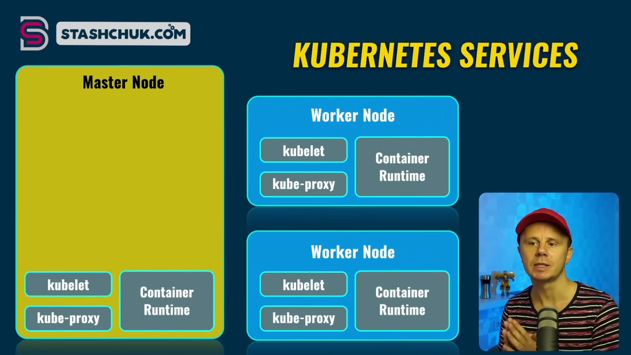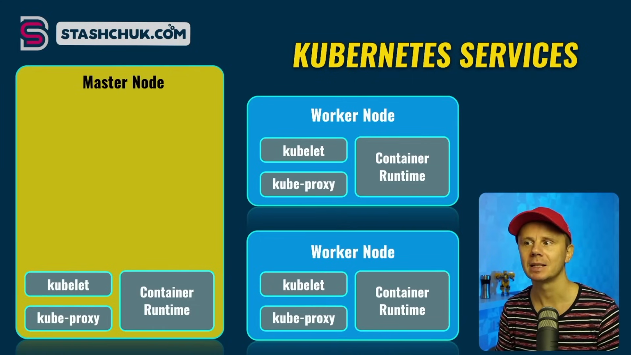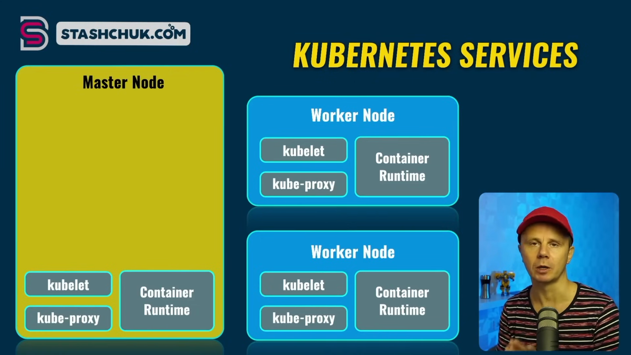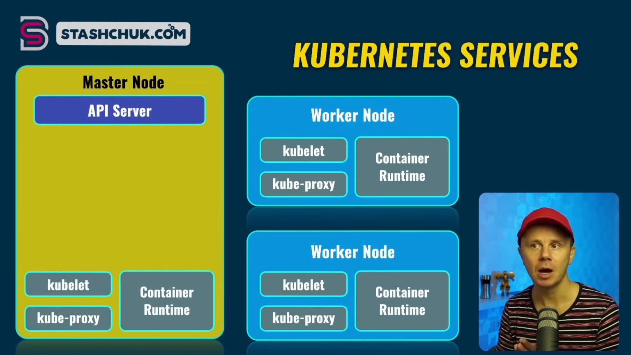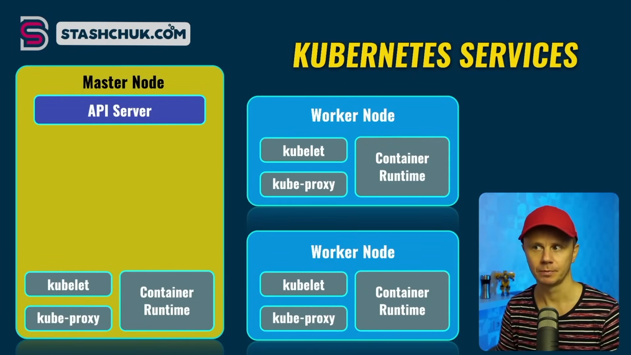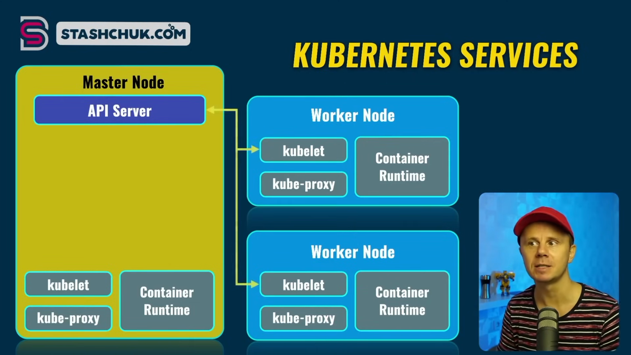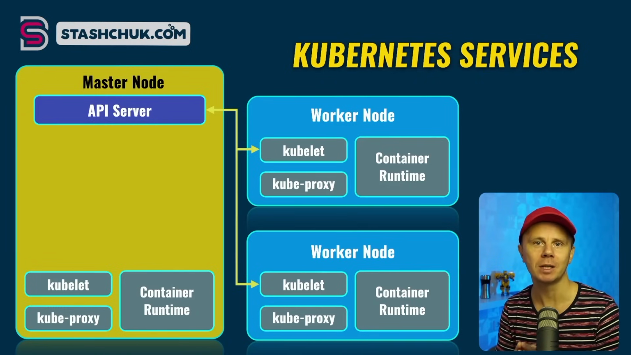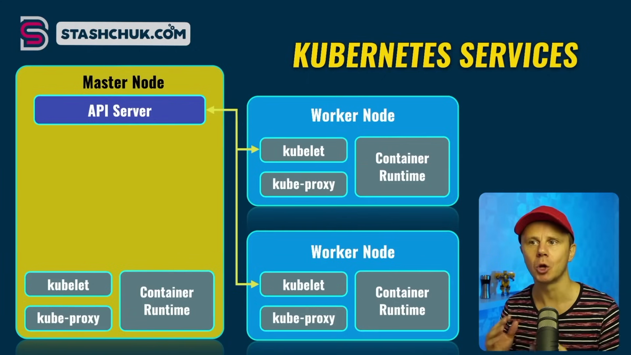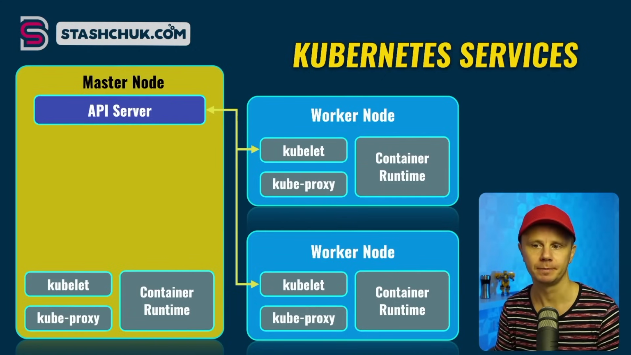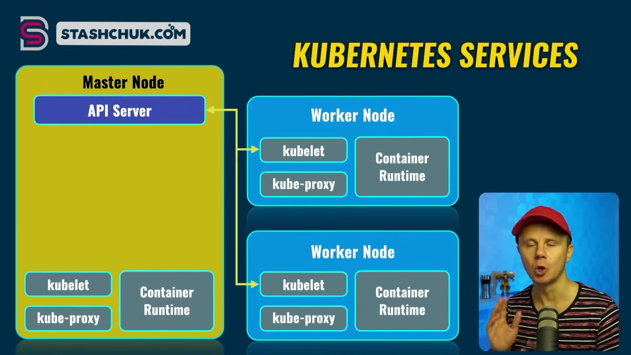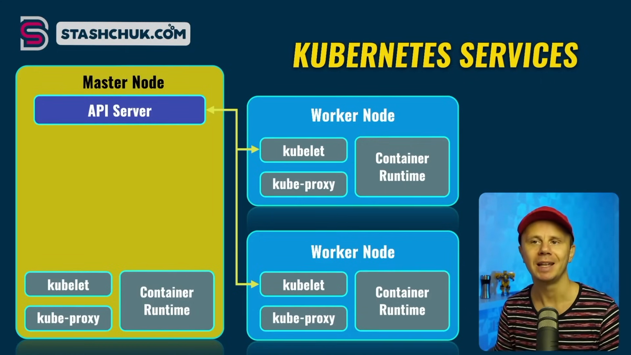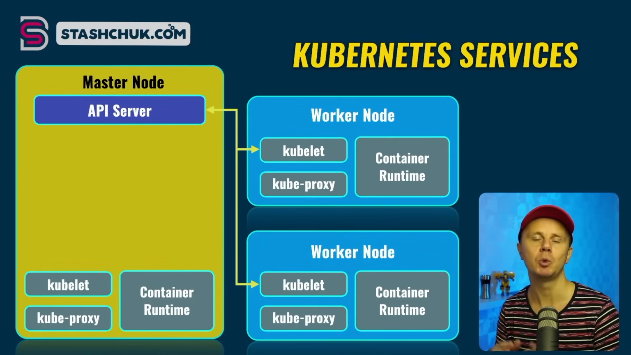There is also such a service as kubelet, and such a service on each worker node communicates with the API server service on the master node. The API server service is the main point of communication between different nodes in the Kubernetes world. Kube-proxy, which is present on each node as well, is responsible for network communication inside of each node and between nodes.